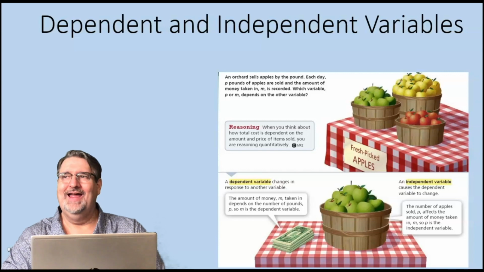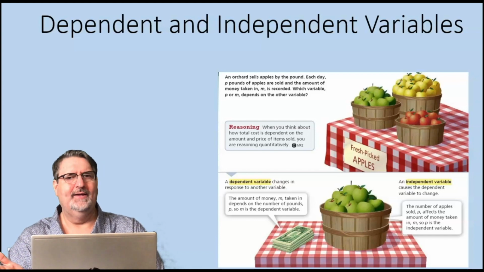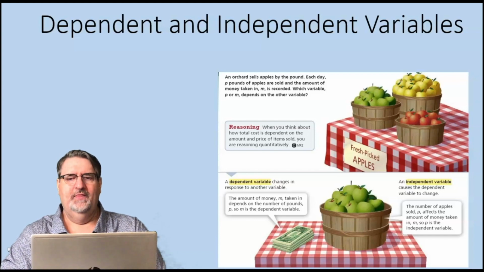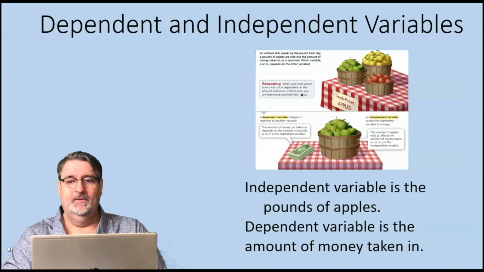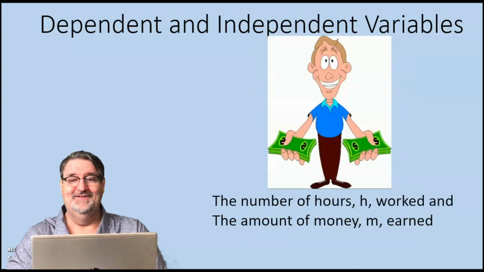Well, we're selling apples, and the more apples we sell, the more money we'll make. So the money is dependent on the apples. So the dependent variable is the money, and the independent variable would be the apples. And this says here that the independent variable is the pounds of apples, and the dependent variable is the amount of money that is taken in.